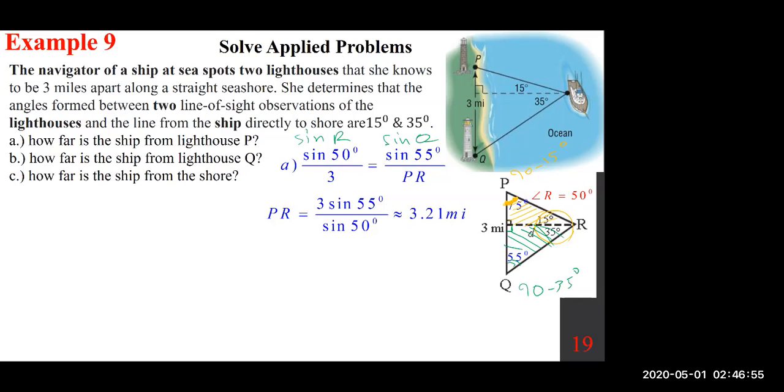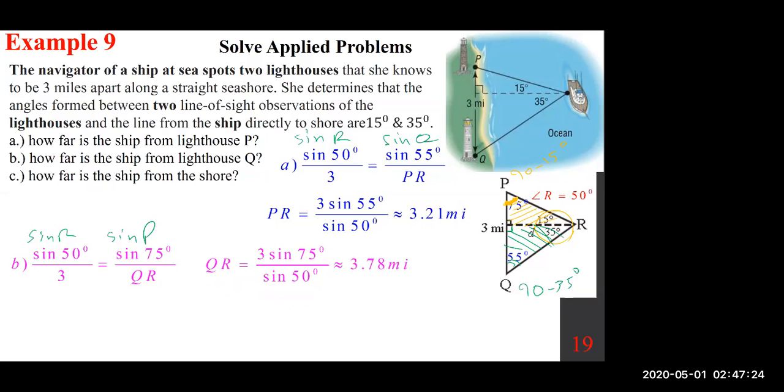All right, sine of 50 over 3, remember, this is sine R, cross sine of 75, which is sine of P. And cross product will do the job here too. You find QR to be 3 times sine 75 over sine 50, and that gives us 3.78.